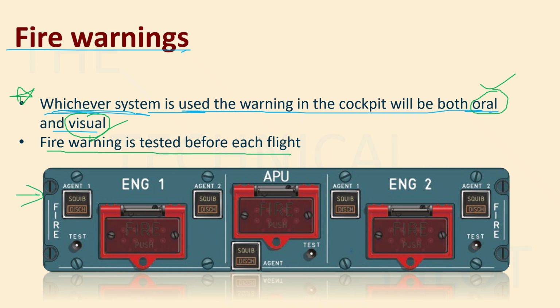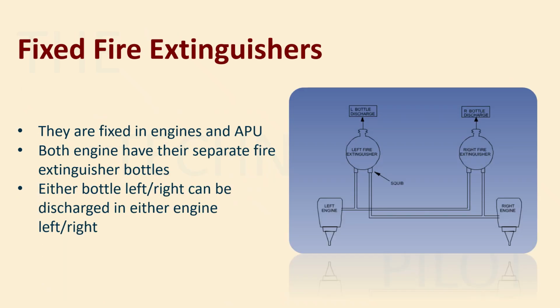So on this panel, there is something known as a test switch. For engine one, there is a test switch here. You can press this switch and then you can test the warning lights and the sound that you'll hear. It is just to test whether the system is working fine or not. Before the flight, you are supposed to test it. Similarly for the APU. This one is for your engine number two.